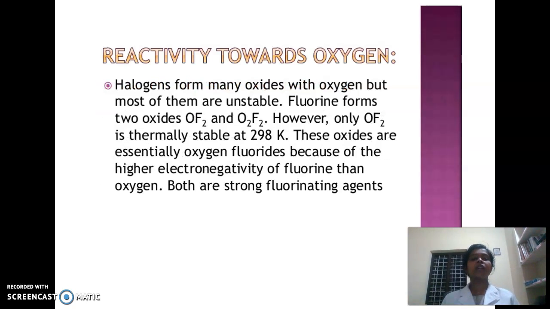Okay. Next one is reactivity towards oxygen. Halogens form many oxides with oxygen, but most of them are unstable. Fluorine forms two kinds of oxides, that is OF2 and O2F2. However, only OF2 is thermally stable at 298 Kelvin. These oxides are essentially oxygen fluorides because of the higher electronegativity of fluorine than oxygen. Both are strong fluorinating agents.